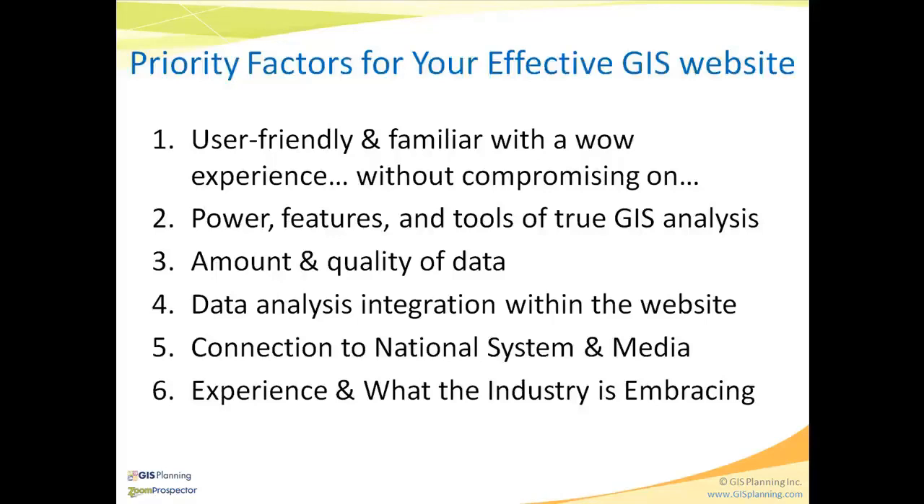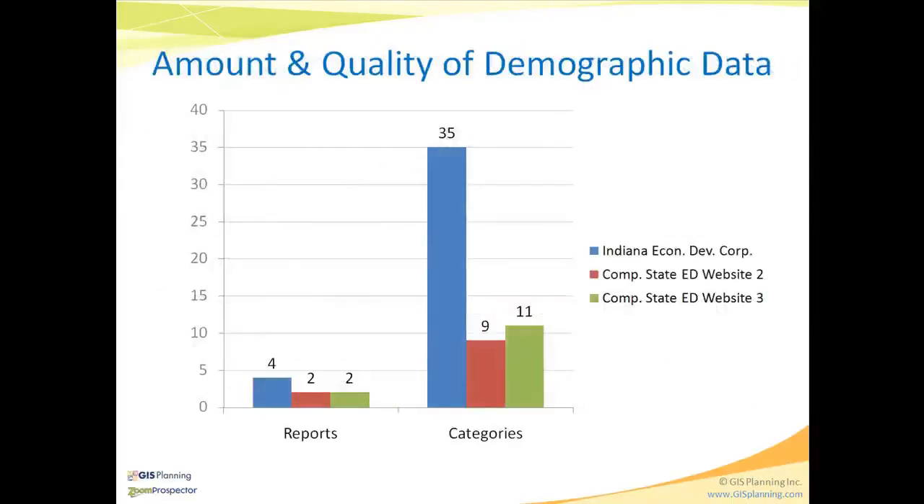I'd like to focus just on one of these 6 elements, which is the amount and quality of data. Because after Indiana launched their website, we were very curious to see how it ranked, how it compared as a benchmark compared to other states with dissimilar web-based GIS systems. And so what we discovered is that Indiana, which is shown in blue, and then there are 2 comparison states, one in red and one in green. We won't say the names so we don't embarrass those states.